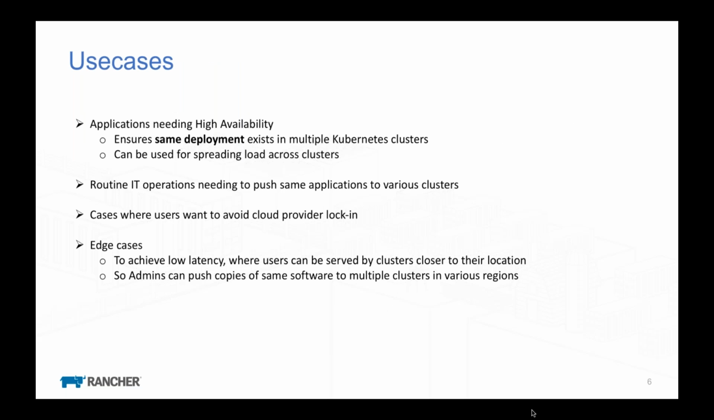So I've already touched upon certain use cases that these two features can help solve. So going over again, multi-cluster app and global DNS can help if your applications need high availability. So if your applications are spanning across multiple clusters, spanning multiple geographical regions, multi-cluster app can ensure that the same deployment exists in all these clusters, and it can be used in spreading the user load across the clusters.